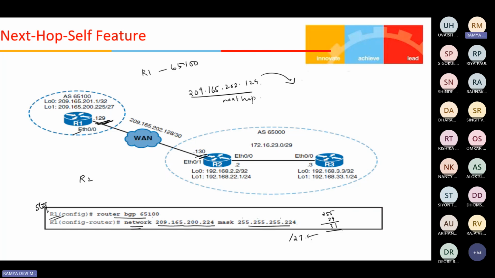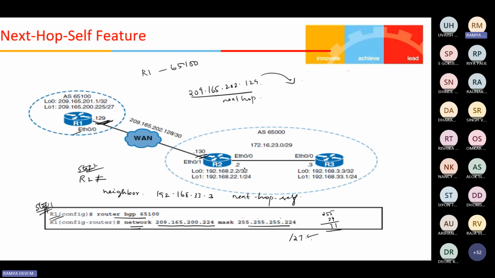So this is step one. So step two, what we have to do? In R2, we have to use the neighbor command. So neighbor, which is the neighbor, 192.168.33.3 is the next neighbor. And next hop. So I'm being the next hop. So it should say I'm the next hop.